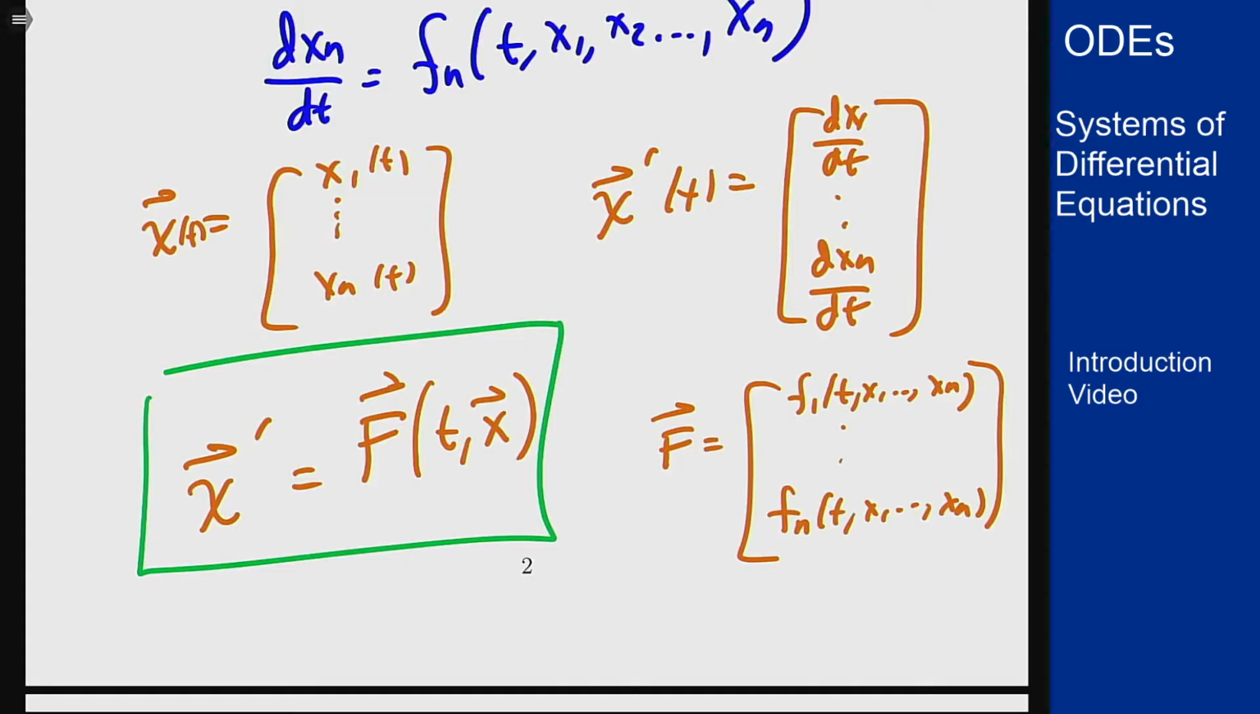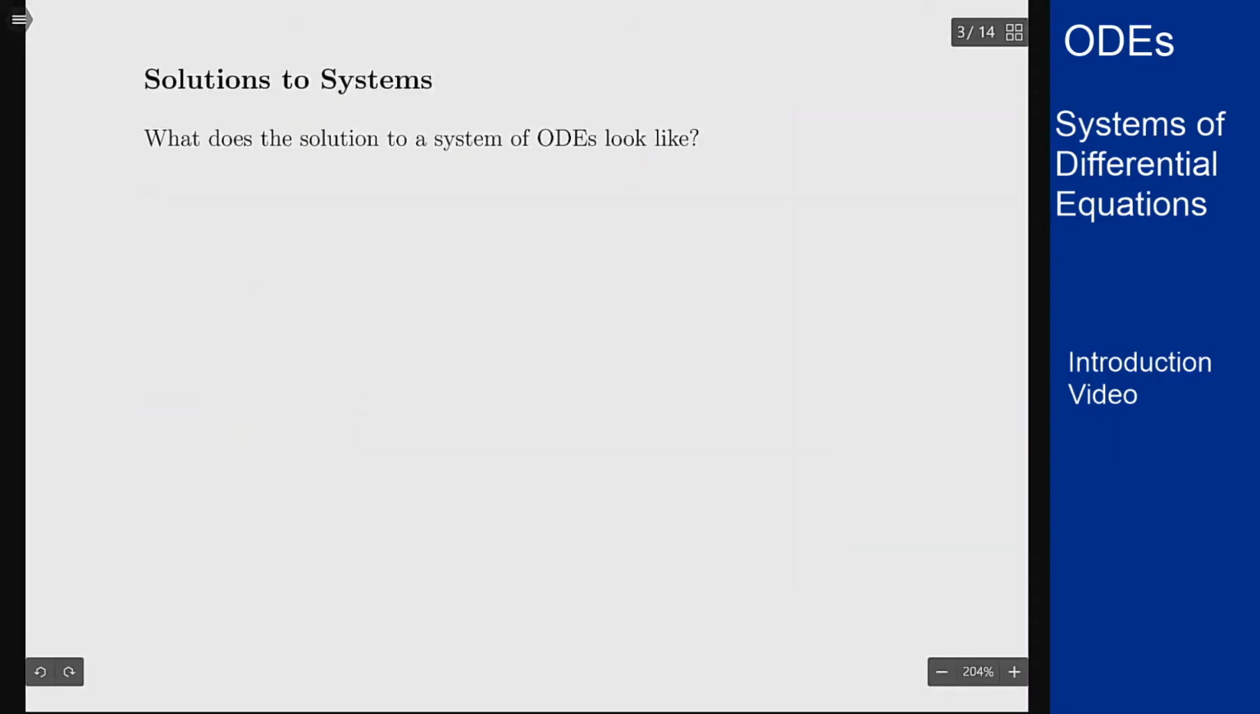Same idea as when we had first-order equations. This would be like y prime is f of t, y. If it's not linear, you have to leave it like that. But if it is linear, you can move things around to make it look a little bit nicer.